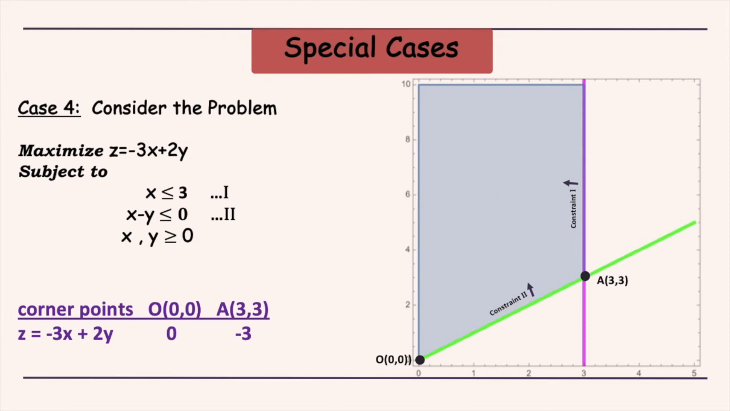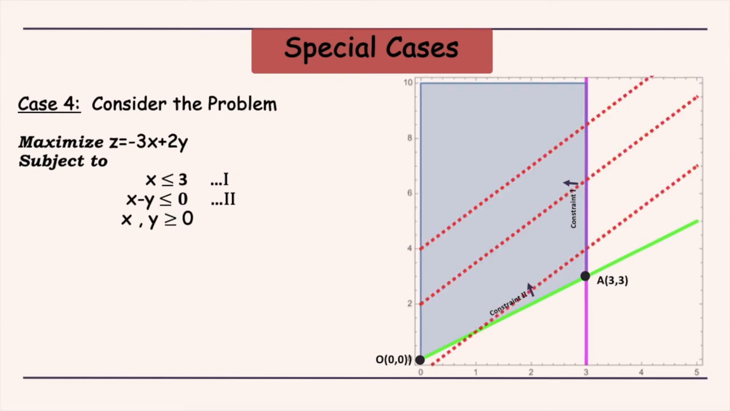So for that, again I am going to take 3 different z lines. So my first z line, this red line, corresponds to z equals to -1. The second one corresponds to z equals to 4, and the third one corresponds to z equals to 8. So since I want to maximize z, this is my direction of improvement for z, and we can see that as we move in the northwest direction, the z value will keep on increasing.